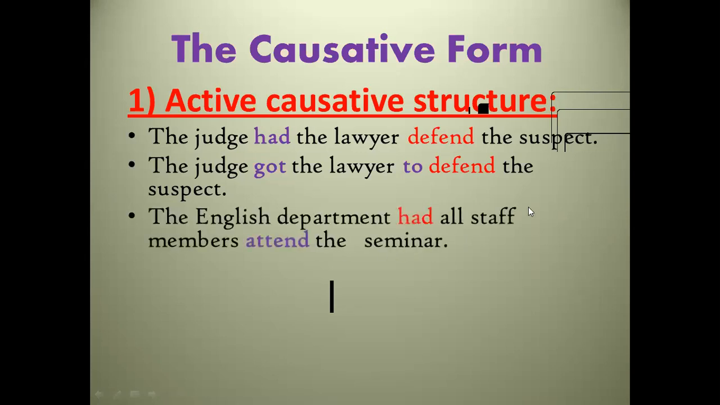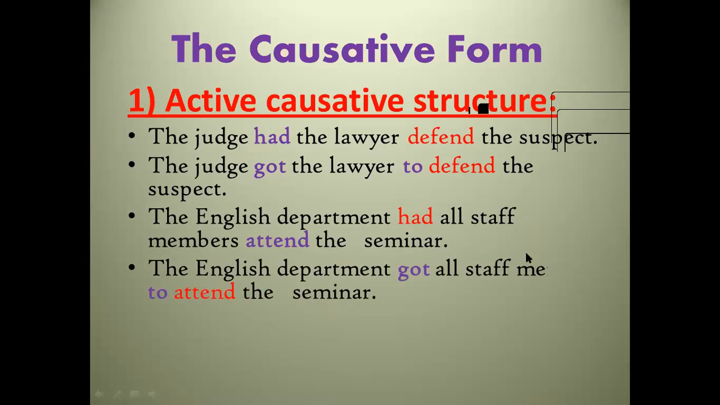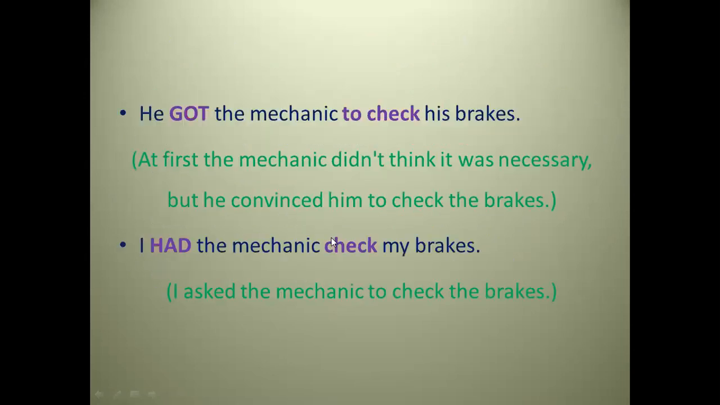Another example, the English department had all the staff members attend the seminar. The English department got all the staff members to attend the seminar. Again, we have a difference between have and get, which is to. We use to plus infinitive with get, okay? Now, sometimes have someone do something is interchangeable with get someone to do something, but these expressions are not of the same meaning. There is a difference between get and have in meaning.